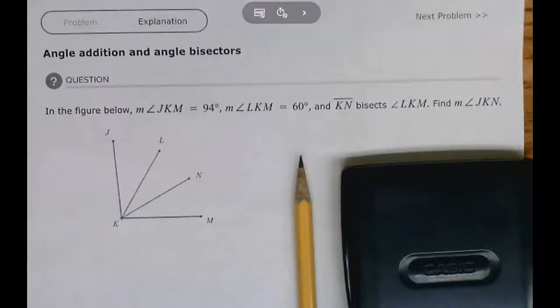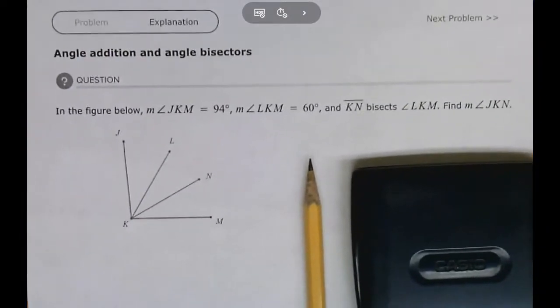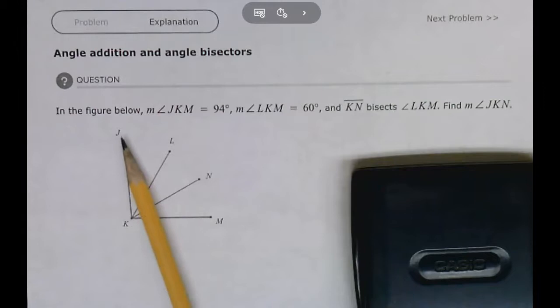Alright, in these problems on geometry, we're going to look at angle addition. Angle addition is really just taking two angles that perhaps you know what they're equal to, like we might have JKL and LKN. If you know what these two angles are equal to, then if we want to know what JKN is equal to, we just add those two together.